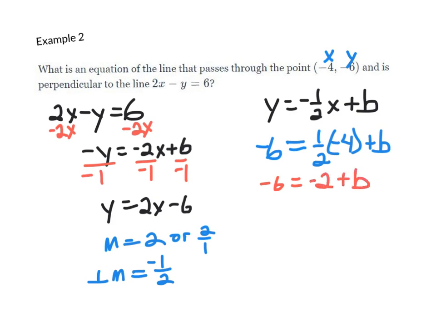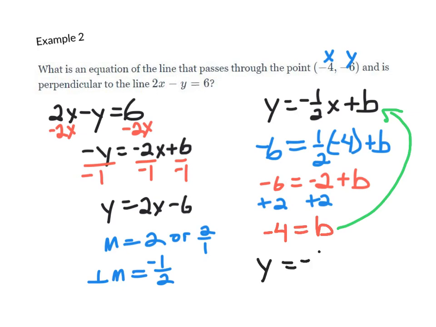plus b. And then we're going to add 2 to both sides. And then negative 6 plus 2 is negative 4. So negative 4 equals b. Now that we know that b equals negative 4, we just plug it into here. And our final equation is going to be y equals negative 1/2 x minus 4. That is your final answer, and that is going to be the end of part 1 of the video on parallel and perpendicular lines.